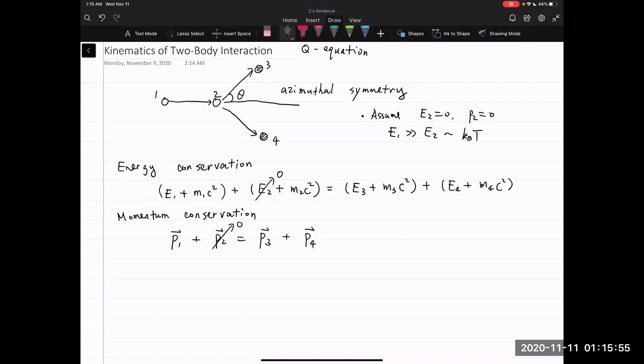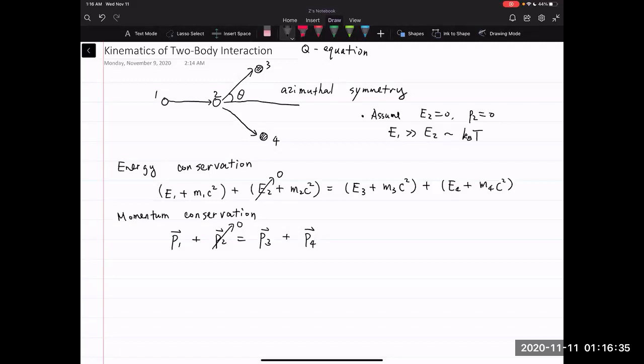Assuming we know E1, the question would be, what is E3? Combining the 2, we can get rid of one of them. We can get rid of E4, which is the recoil of the target particle 2. If we use scattering as an example, the question we're interested in would be, given the energy of the incoming neutron, particle 1, what is the energy of the scattered neutron, particle 3, as a function of theta?